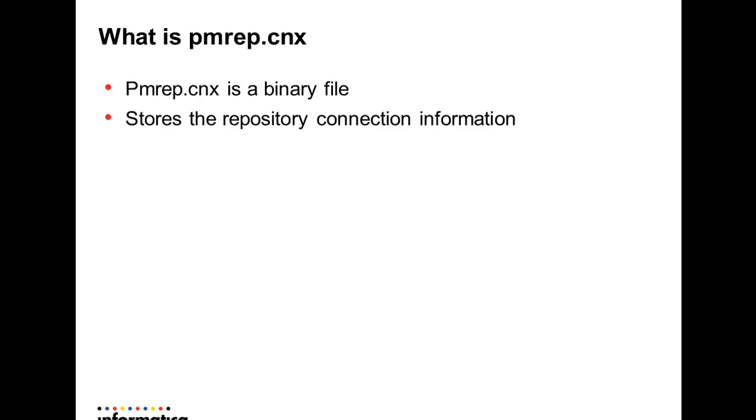When we connect to the repository using the command line program pmrep, a file gets generated in the directory from where we executed the pmrep command. That file is called pmrep.cnx, which is a binary file. It stores the repository connection information like the name of the repository, the domain where the repository is configured, and also the username and password. Let me show you how it gets created and what its uses are.